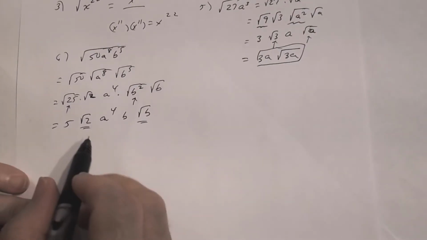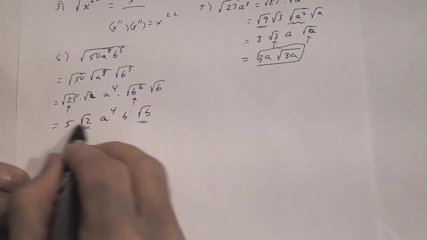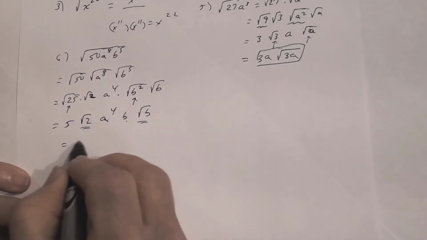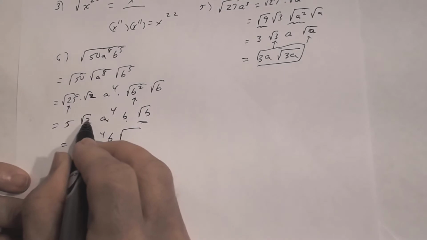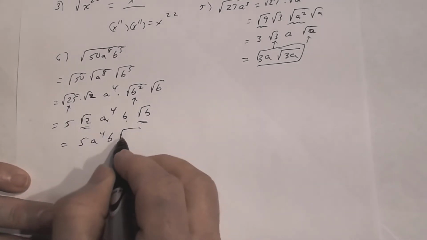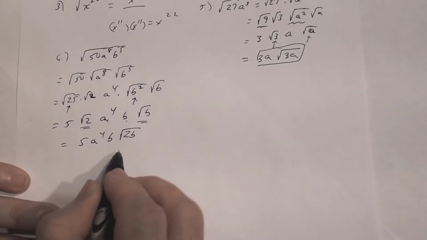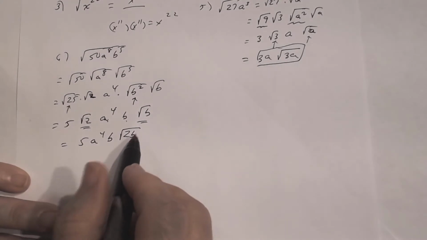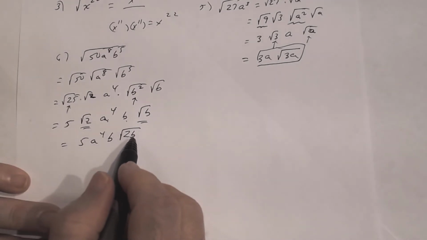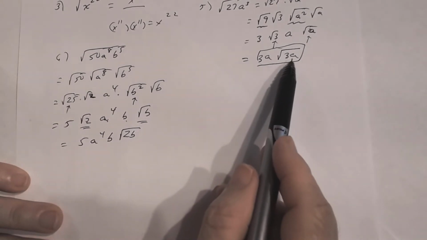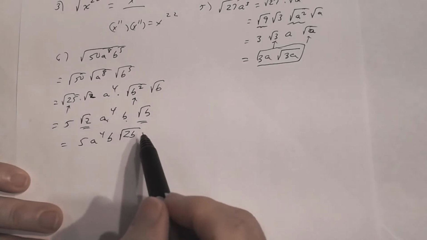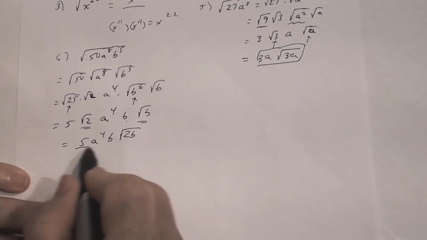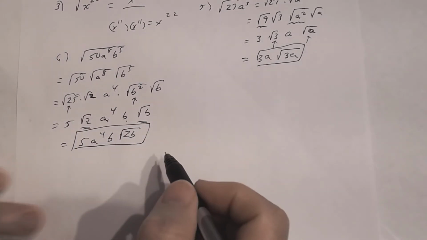All right, so let's put everything else first. I get 5 times a to the 4th times b. So 5 times a to the 4th times b times the square root of 2 times the square root of b is the square root of 2b. Now make sure as you write this that it does look like b is under the radical. Make sure it looks like a is under the radical, so you need to extend it if you have to, so there's no ambiguity. All right, so that's the answer to number 6.